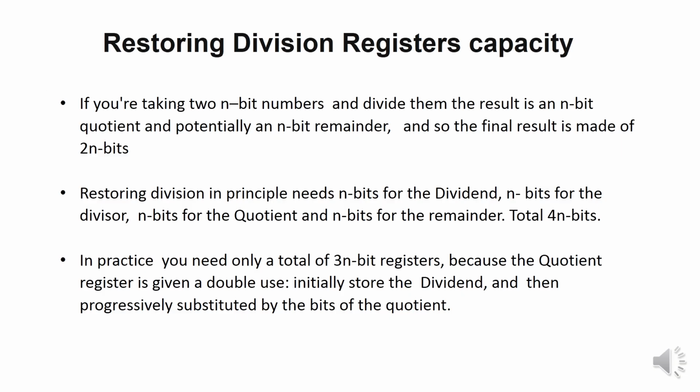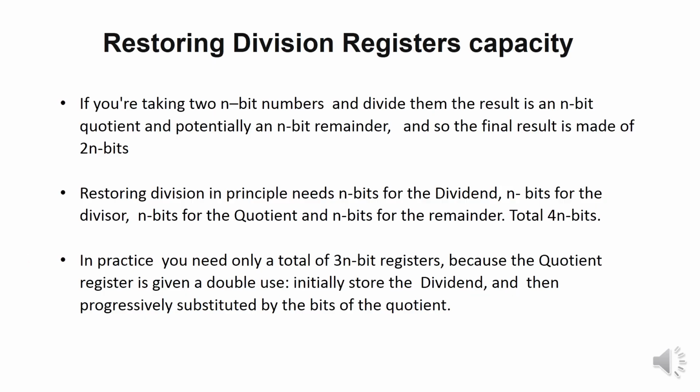Regarding the number of bits capacity required in the computer registers, if you are dividing two n-bit numbers, dividend and divisor, the result is an n-bit quotient and potentially an n-bit reminder. So, the final result uses 2 times n bits. Consequently, a restoring division in principle needs n bits for the dividend, n bits for the divisor, n bits for the quotient, and n bits for the reminder. So, a total of 4 times n bits.